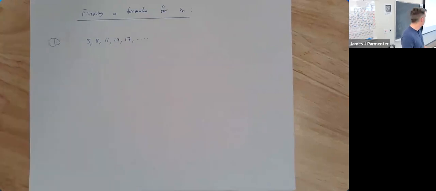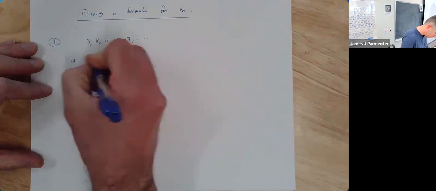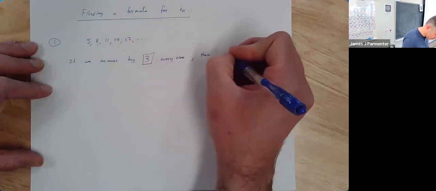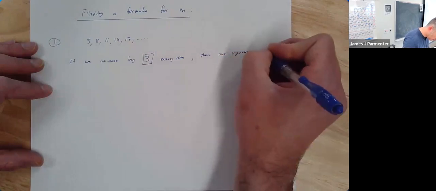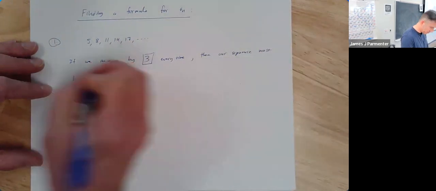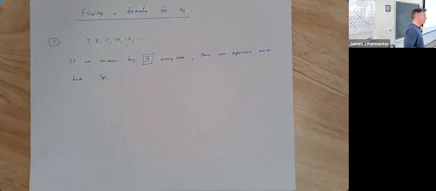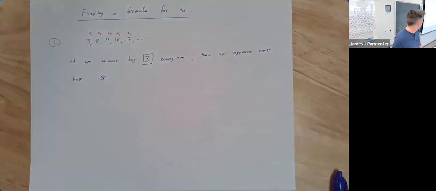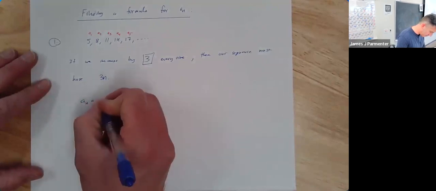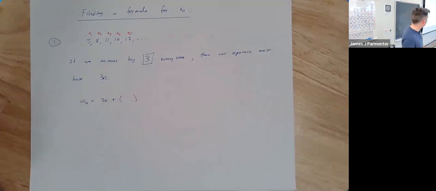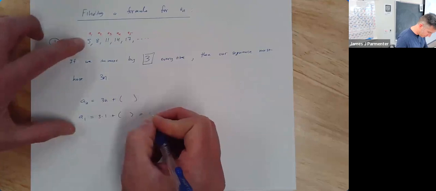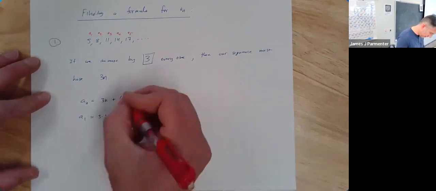All right, so every time we're increasing by how much? 3. So every time we increase by 3, then our sequence must have 3 times n. For sure, because n is increasing by 1 every time. That's my A1, that's my A2, that's my A3, that's my A4, that's my A5. So here's what I would typically do. I would write A sub n equals 3n plus something, and then just plug in n equals 1 to figure out what I have to tack on there. So if n equals 1, A sub 1 is 3 times 1 plus something, and that had better equal 5. So I better have a 2 there.